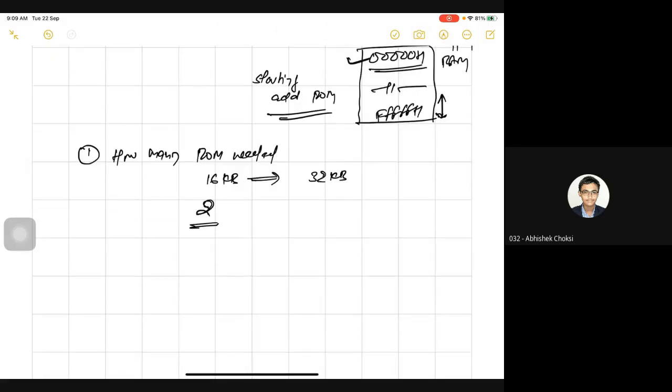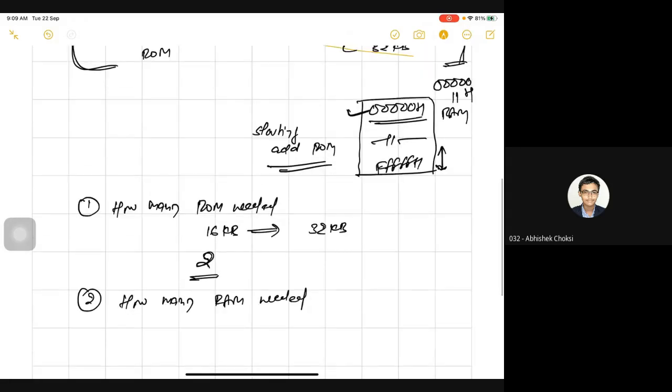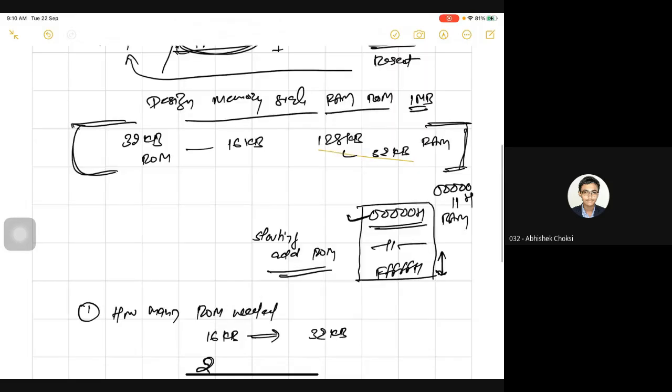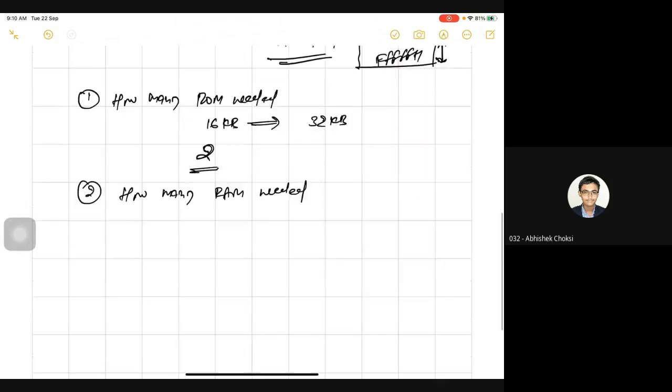Is it clear? Yes, sir. Second, how many RAM chips are needed? Now I need to prepare RAM of 128 KB, and I have 32 KB chips available. I need to make 128 KB. How many chips needed? 32 into 2, 64. 64 into 2, 128. So total 4. Yes? Yes, sir.